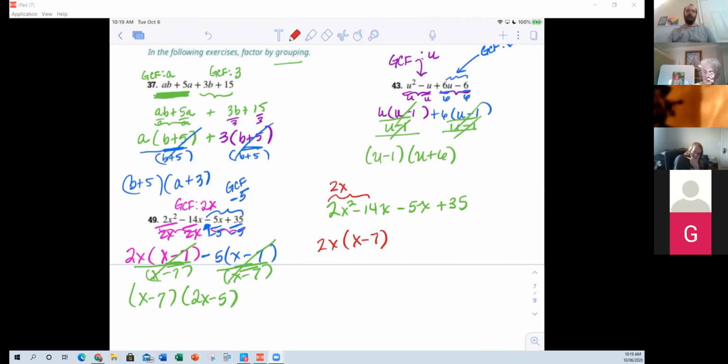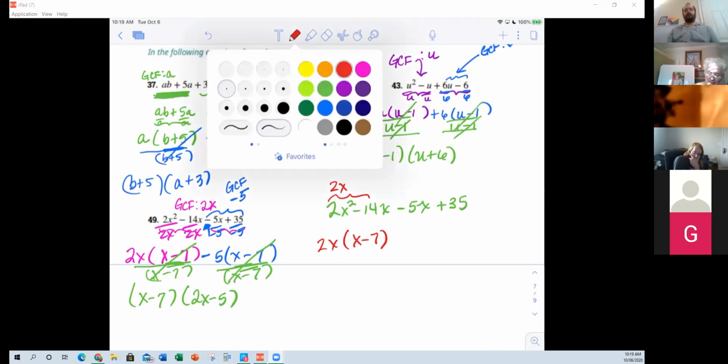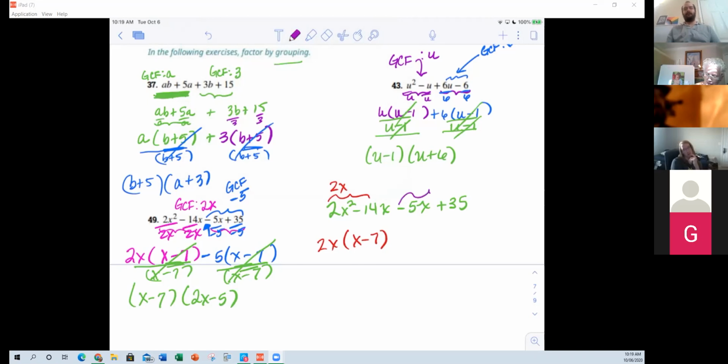Okay. And then I'm going to factor the second two terms, the last two terms. And I see that the GCF here is -5, correct? Yes. All right, -5 times x minus 7, right?